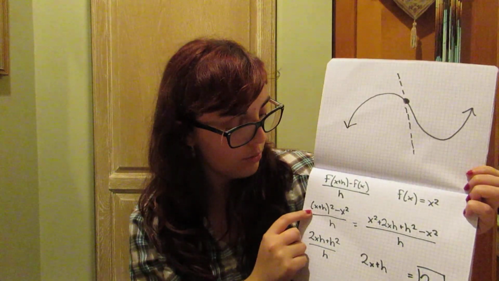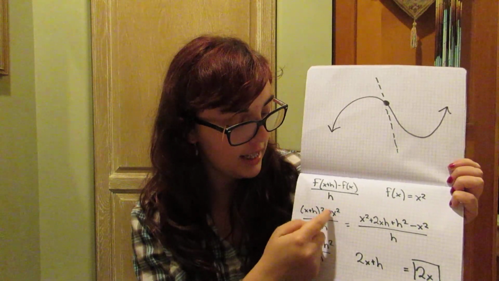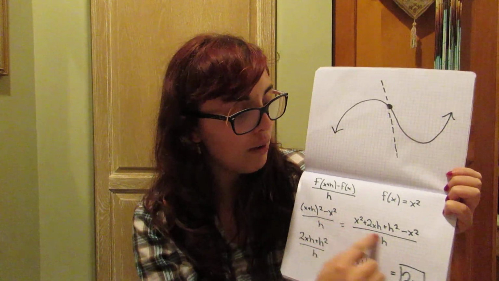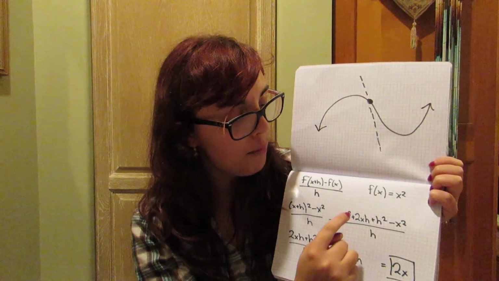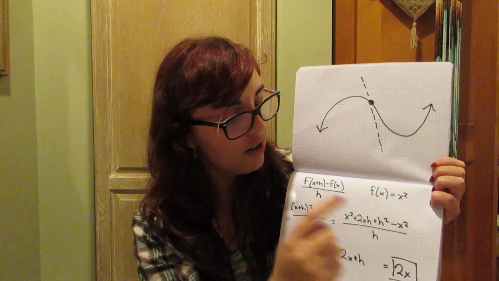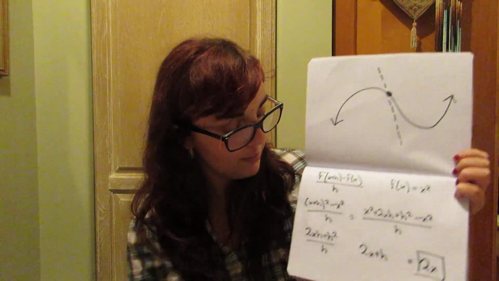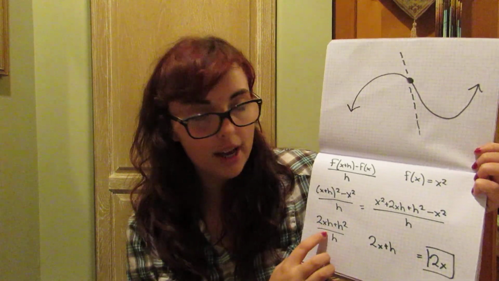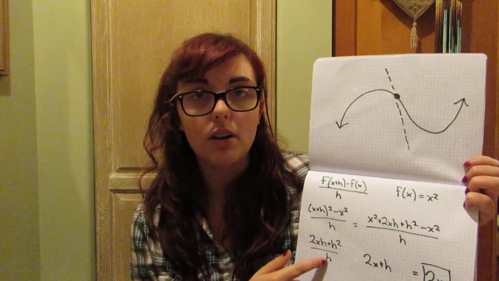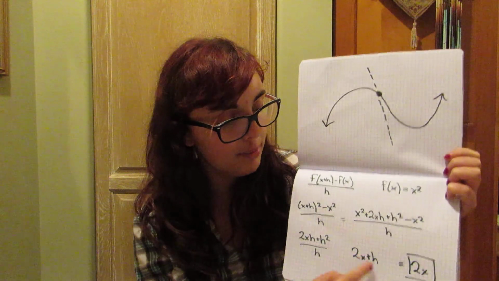So we plug in x squared, so it would be x plus h squared minus x squared over h, and then that would turn out to be x squared plus 2xh plus h squared minus x squared over h. Then you can cross out the x squareds, so then you're left with 2xh plus h squared over h. And then right here you could cross out the h's, so you're left with 2x plus h.